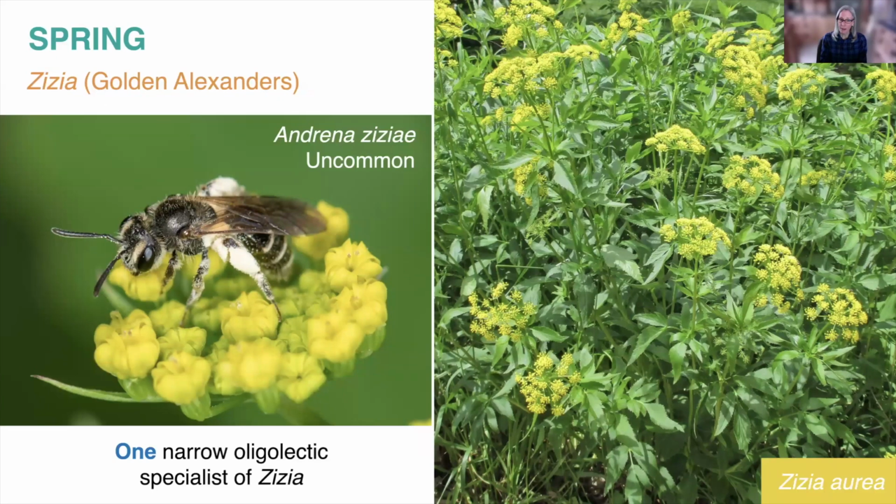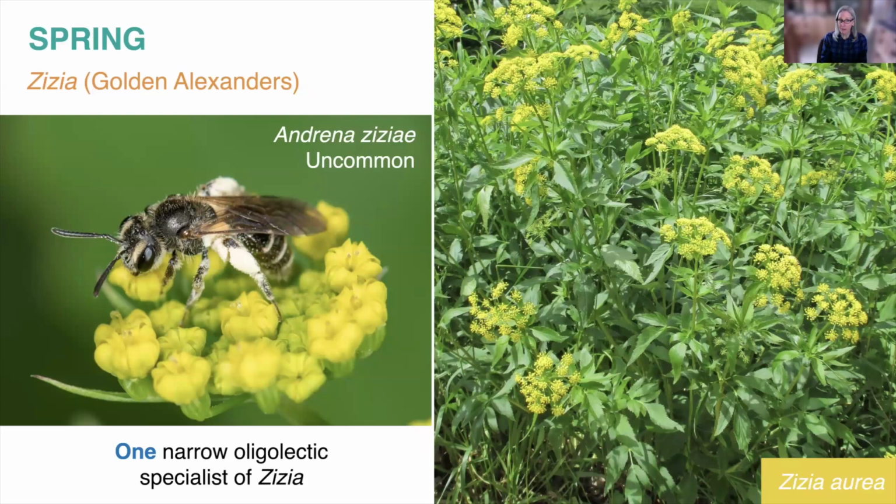Moving into more sunny habitats later in spring, Zizia or the golden Alexander, both the heart-leaved and golden Alexander species here in the Midwest. It's in the carrot family, so it has that typical umbel-shaped flower, very shallow florets clustered together on the flower head. And there is one specialist specifically of Zizia.